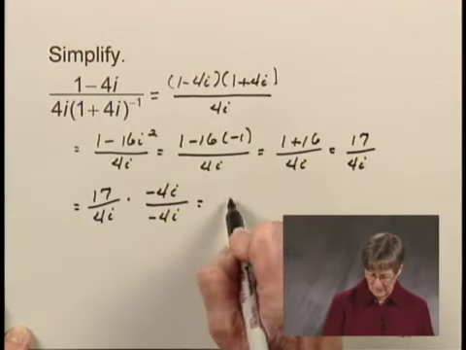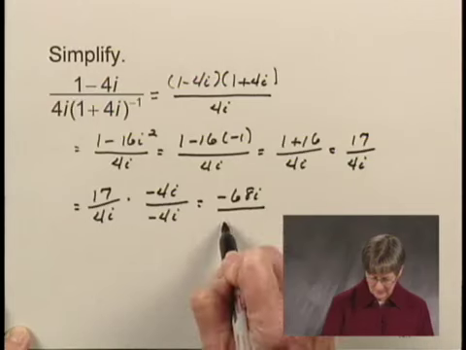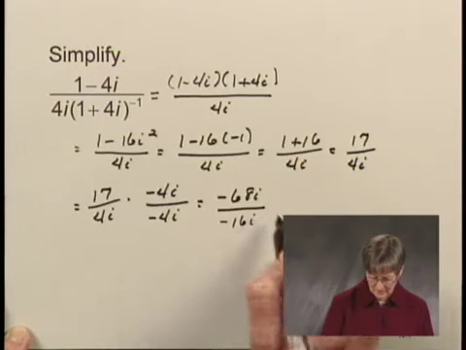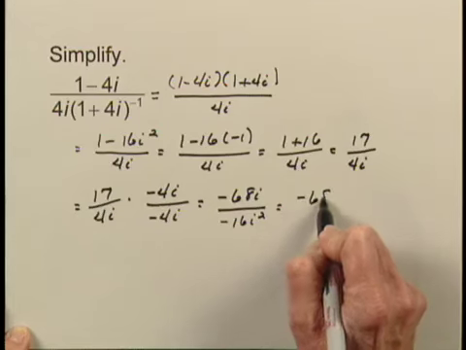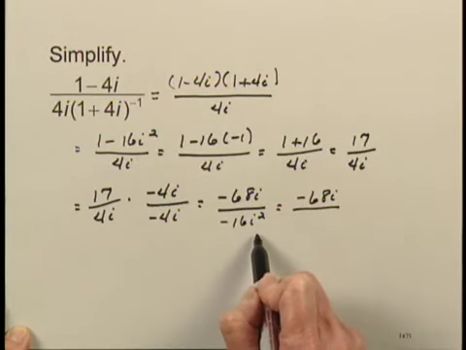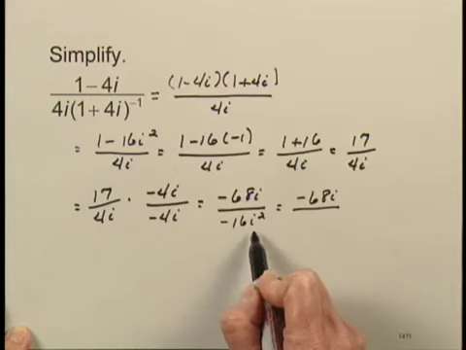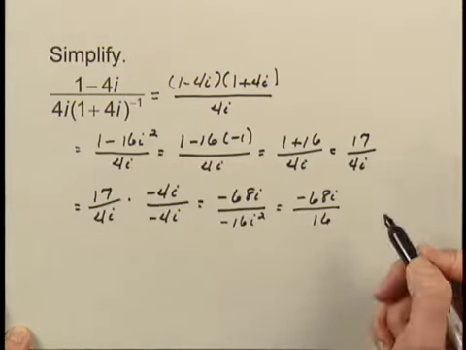When I multiply the numerators, I get negative 68i, and when I multiply the denominators, I get negative 16i squared. Now we've got negative 68i over negative 16 times negative 1, because i squared is negative 1. So negative 16 times negative 1 is 16.